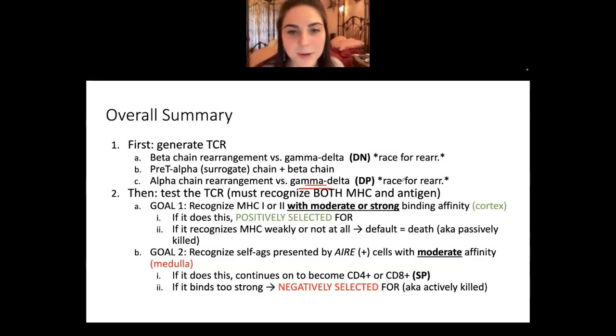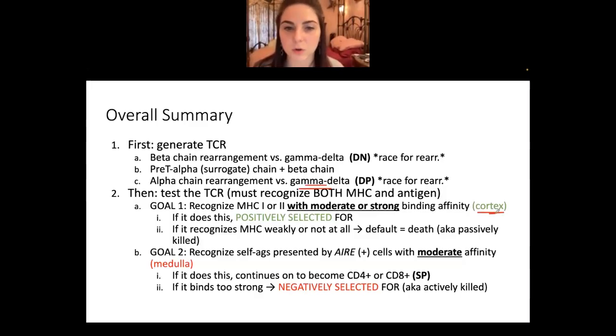This is your second race for rearrangement. It's most likely going to win. And so we have a mature T cell receptor on a double positive T cell, an alpha beta T cell receptor on a double positive T cell. Now we have to test it. We want to make sure it can recognize self-antigen, but also not too much. So the first one is we want to recognize MHC 1 or 2 with moderate or strong binding affinity.